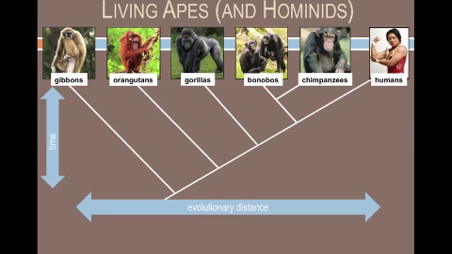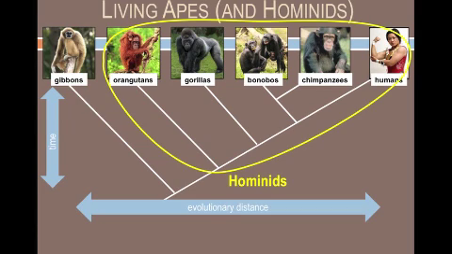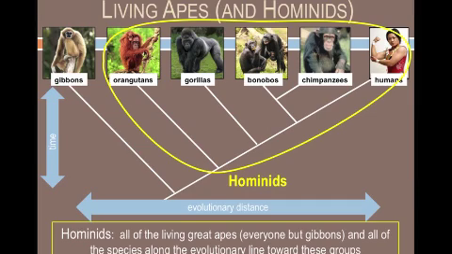We can split these apes into 2 smaller subdivisions. The lesser apes, which includes the gibbons and animals like the siamangs. We call them lesser apes because they're a lot smaller. And then we have the greater apes, which is basically everyone else: the orangutans, gorillas, bonobos, chimps, and humans. We have a special name for the great apes, and that is the hominids. Hominids are all of the great apes except for gibbons that are of that larger body size.